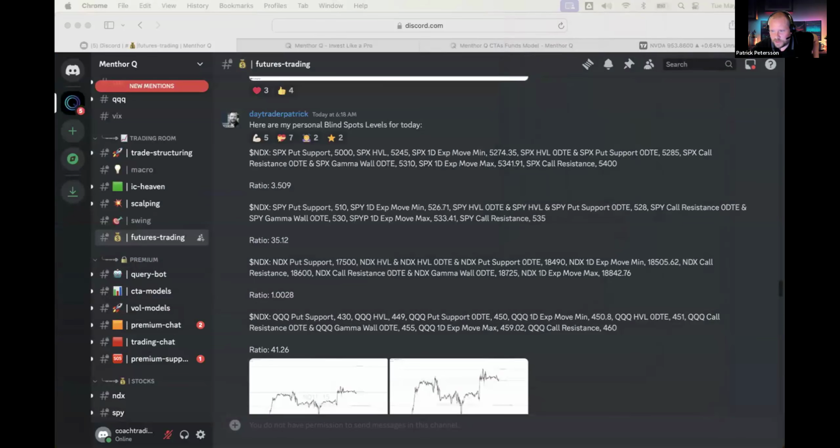I'm always curious how Vanna affects movement when we approach a big Vanna strike. Maybe you can say something about this, about the Vanna and all this other stuff.